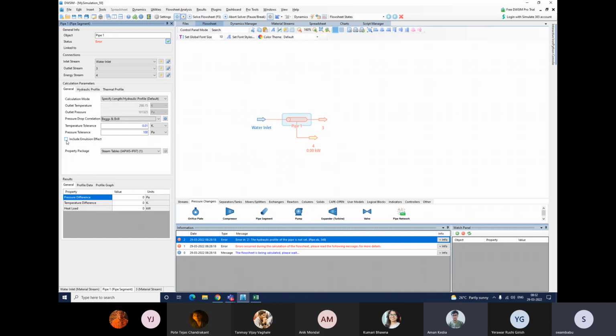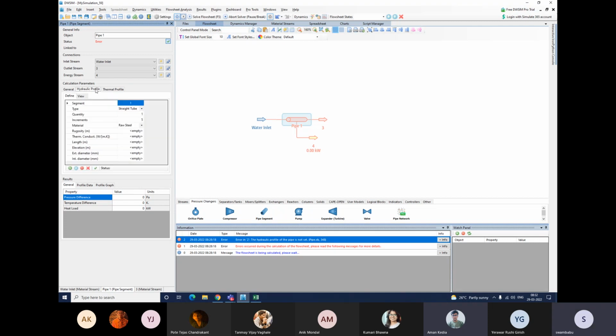Suppose you are transporting crude oil along with water and drilling fluid, it will form an emulsion because of the presence of the salts. At that time, if you want to include the emulsion effect while the fluid travels through the pipe, we can include it. So this gives a lot of information, which helps you to calculate in a simple and easy manner. Now in the hydraulic one, we can define it as a straight tube, and multiple options are there.